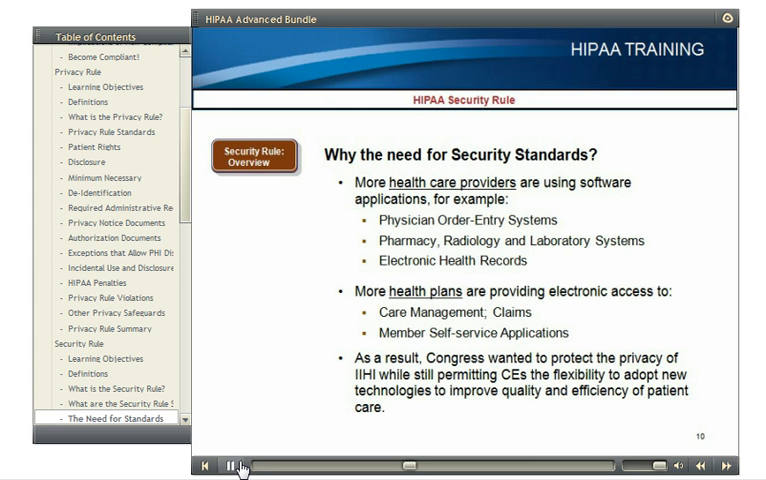Why the need for security standards? More healthcare providers are using software applications, for example, physician order entry systems, pharmacy, radiology, and laboratory systems, electronic health records. More health plans are providing electronic access to care management, claims, and member self-service applications. As a result, Congress wanted to protect the privacy of IIHI while still permitting CEs the flexibility to adopt new technologies to improve quality and efficiency of patient care.